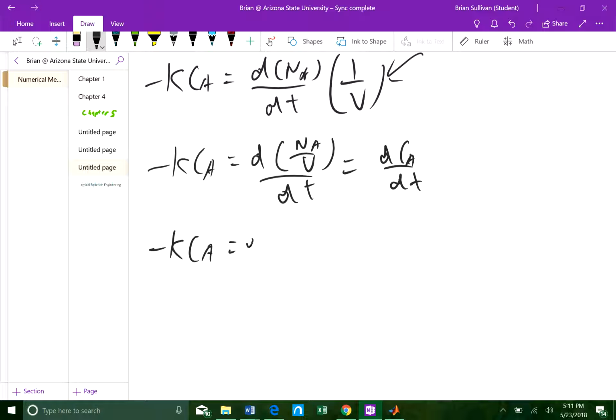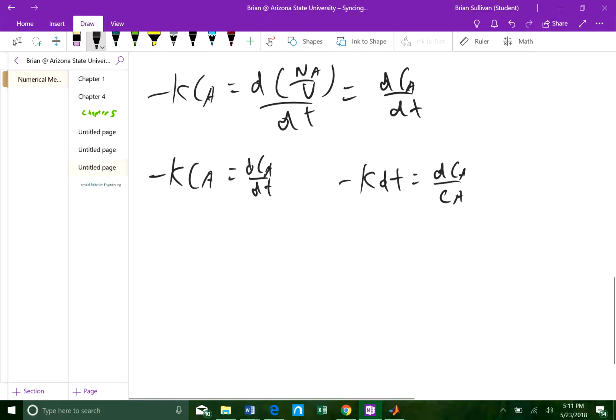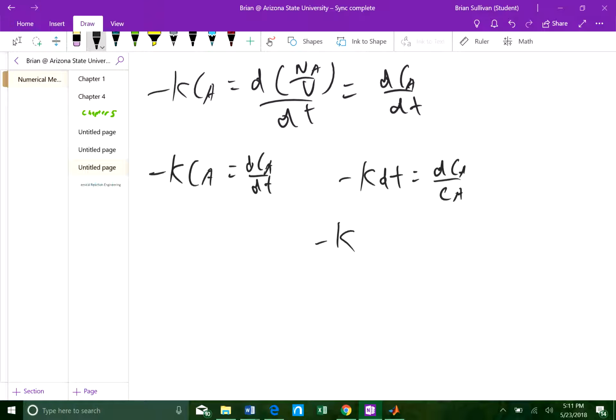KCA is equal to DCA over DT, a separable differential equation. Moving dt to the other side, and moving CA to the other side under dCA. So let's do our integral. So let's get rid of the differentials, right? So this is dt. K was constant, so it came out of the integral from 0 to time.